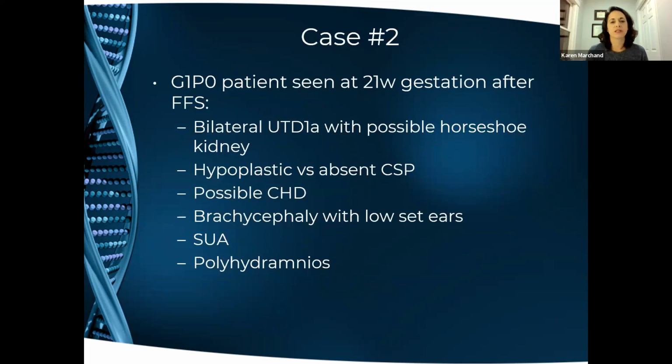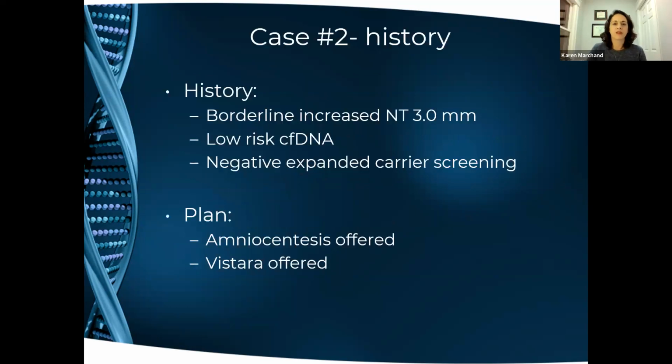So case number 2, this is a primigravida patient seen at 21 weeks gestation. And I should mention all of these are actual patients we have seen. 21 weeks gestation after her fetal anatomy survey. And on the anatomy survey, there was bilateral urinary tract dilation with possible horseshoe kidney, hypoplastic versus absent CSP, possible heart defect, brachycephaly with low set ears, single umbilical artery, and polyhydramnios. So a lot of different concerns that would raise concern for aneuploidy or genetic condition in the fetus.